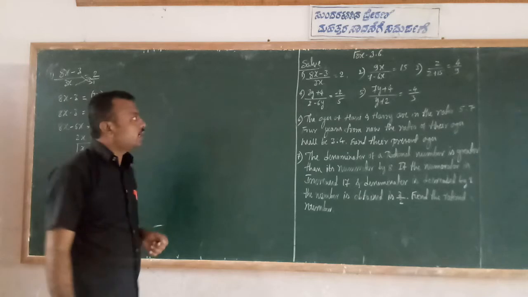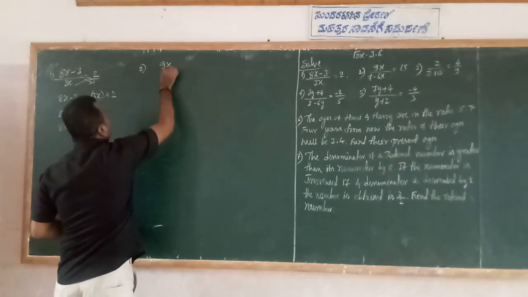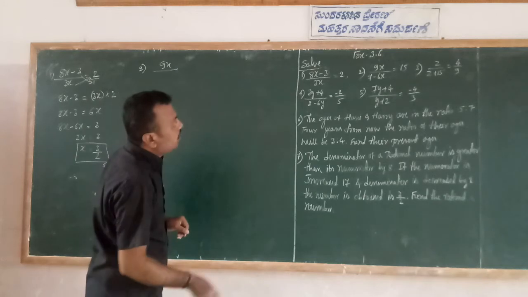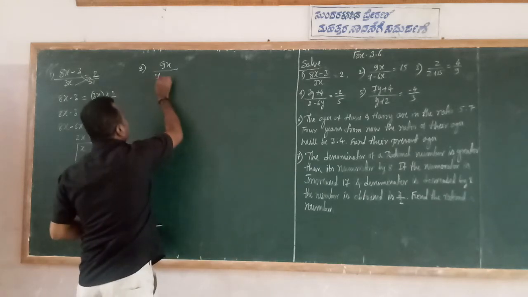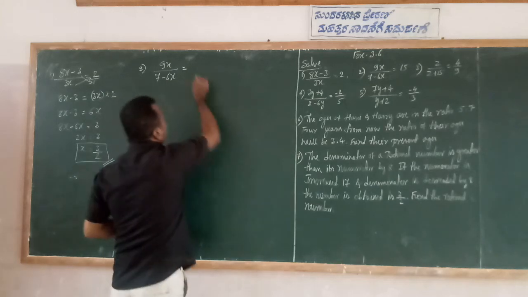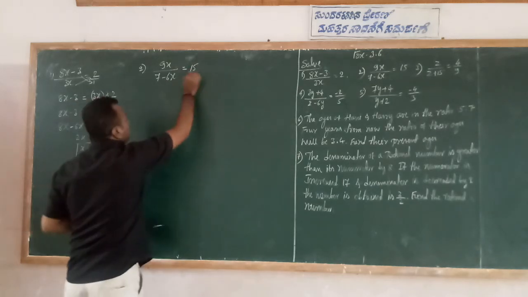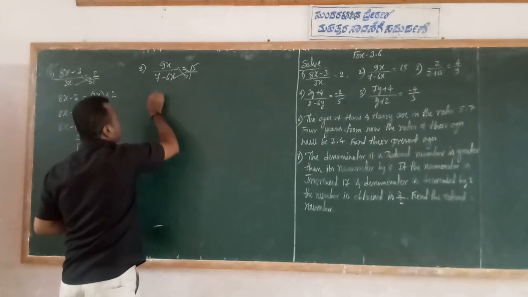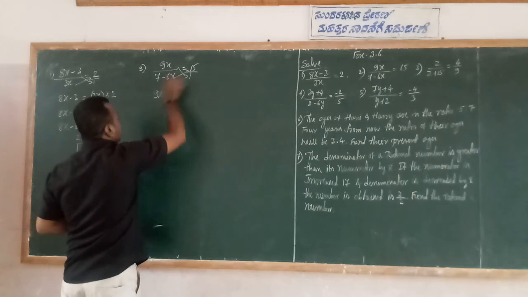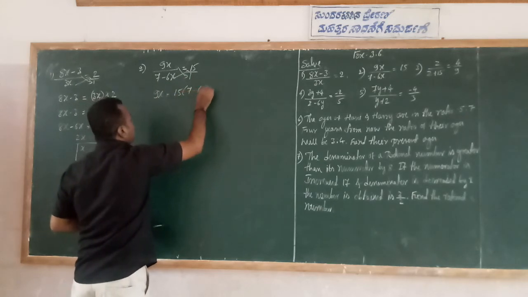The next question is the second one: 9x/(7 - 6x) = 15. Here also we do the same. Very simple, there is nothing with 1. You have to cross multiply. So 1 into 9x is 9x, and it is equal to 15 into (7 - 6x).